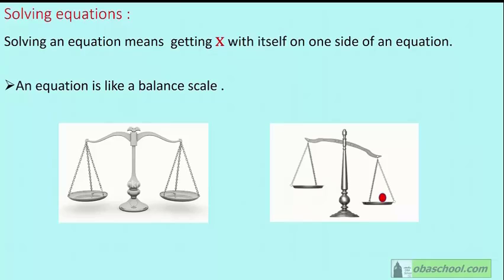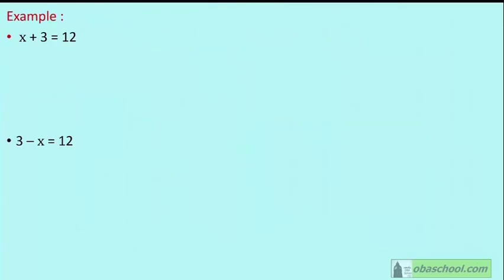Therefore, in order to avoid getting an equation out of balance, when we make a change on one side of the equation, we must apply the same change to the other side in order to avoid the imbalance of the equation. Thus, whenever a change happens to an equation, it must happen equally on both sides. Now, let's take some examples in order to understand the concept more.